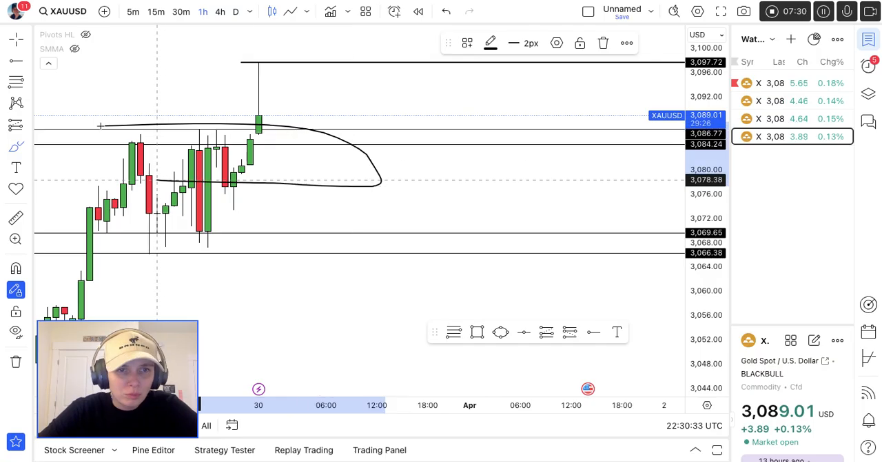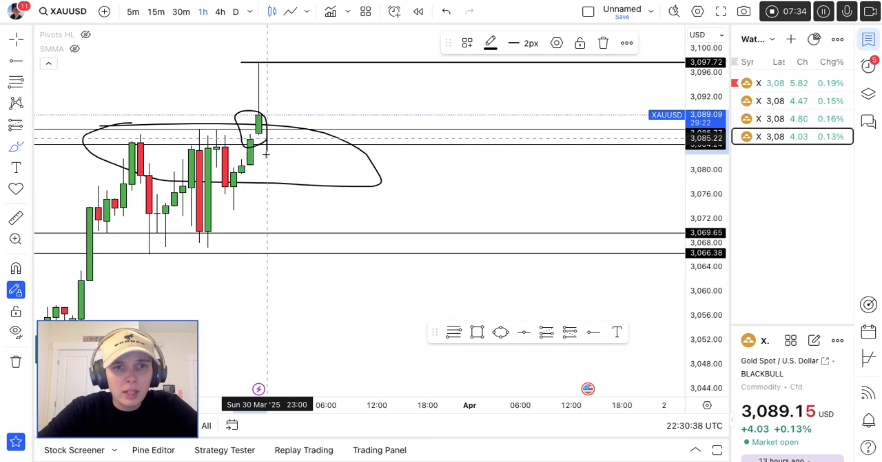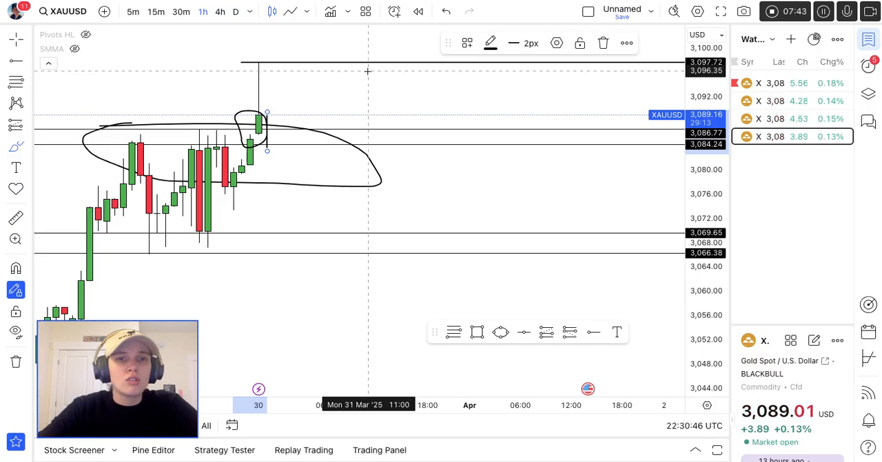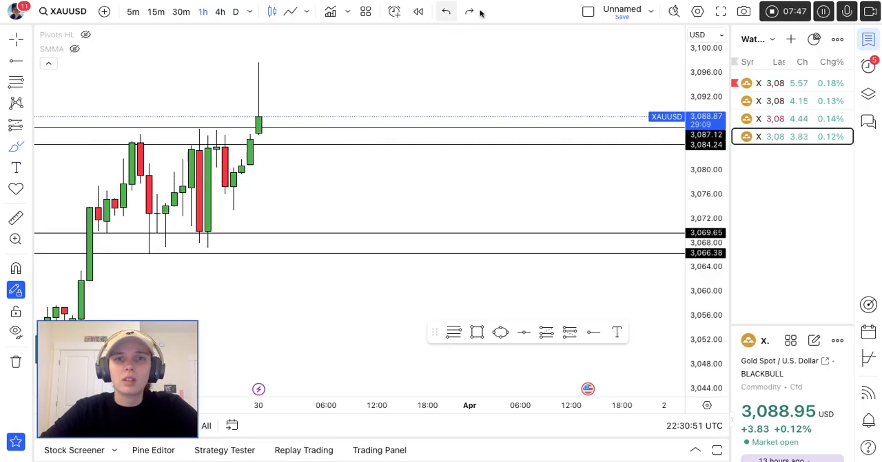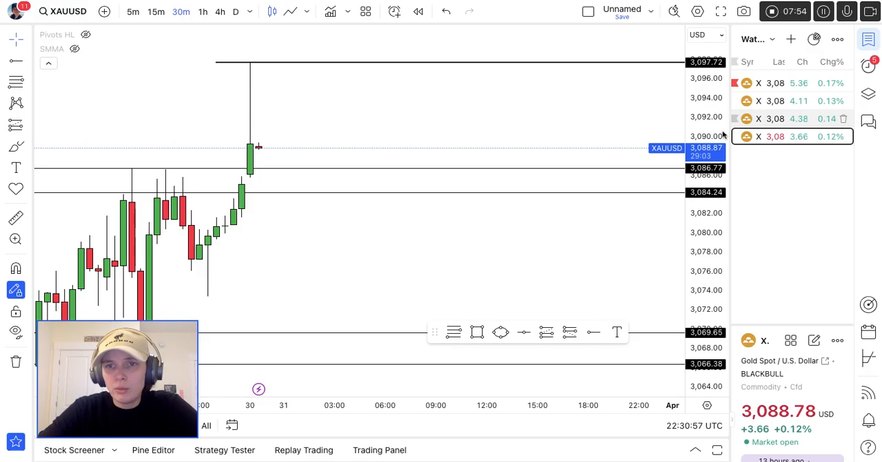So see how we're currently trapped here? We broke above, we have a big green engulfing candle, and that means that the session has just opened. It is currently 7:30 p.m. on Sunday, so we have a little bit of some movement right here. Okay. Back, and then going down to the 30-minute time frame.